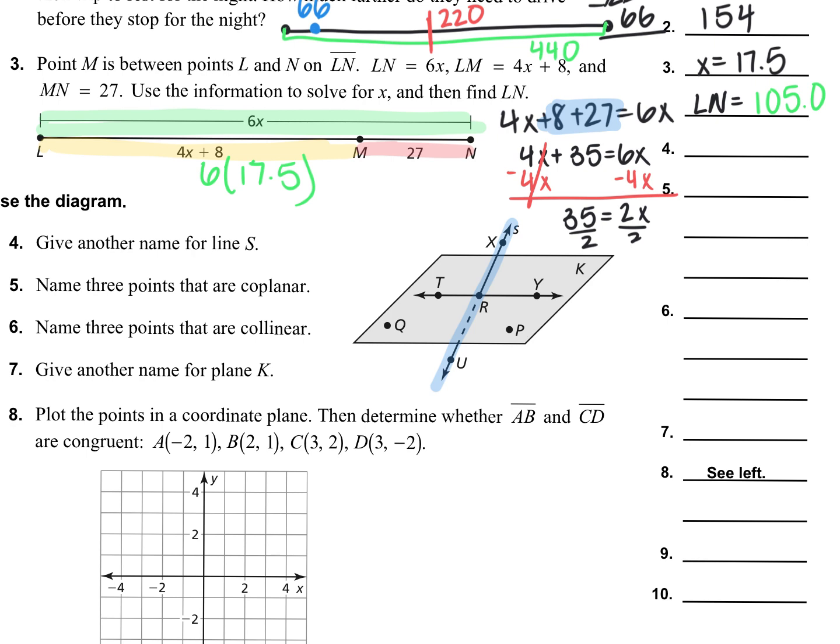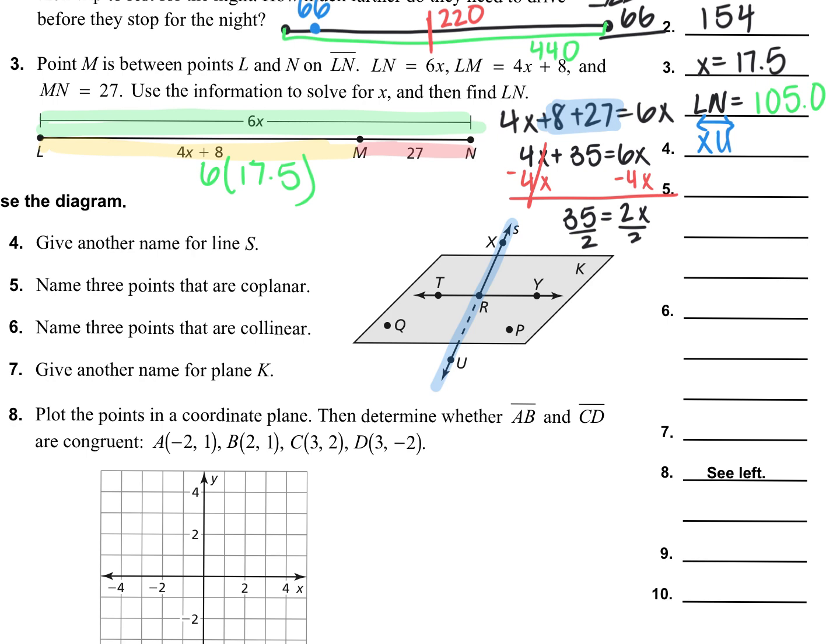Good. XU. Keep in mind it is a line, so I'm going to make my line on top with my arrows. What's another name other than XU? XR. Who could give me another one? There's RU, UX, RX. As long as it's on line S, I'm naming it by 2 points.